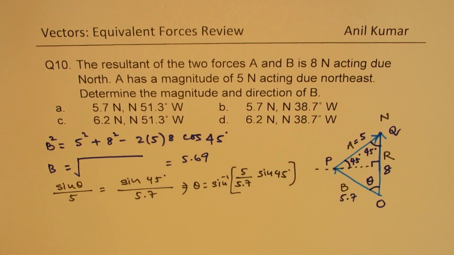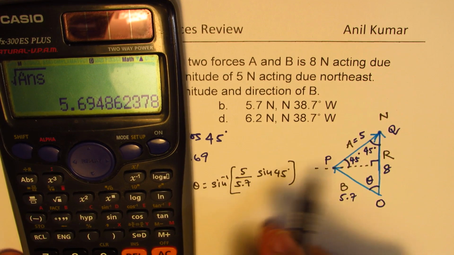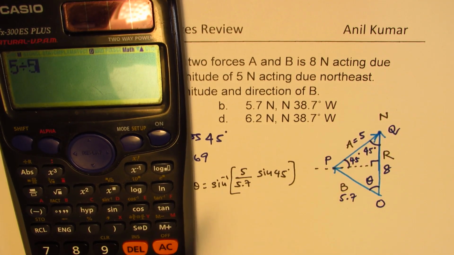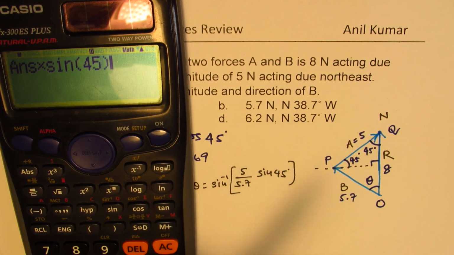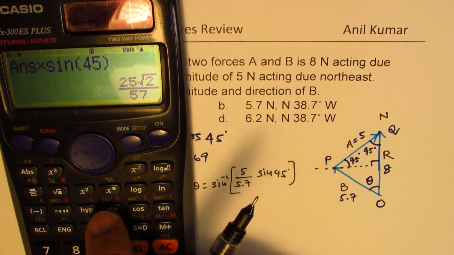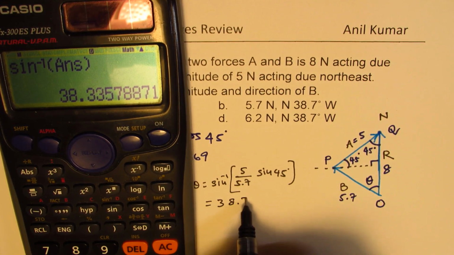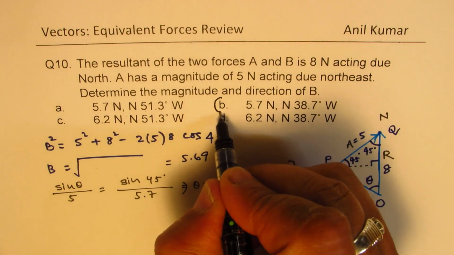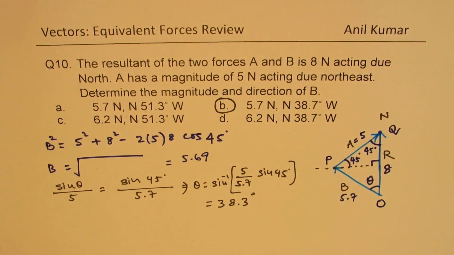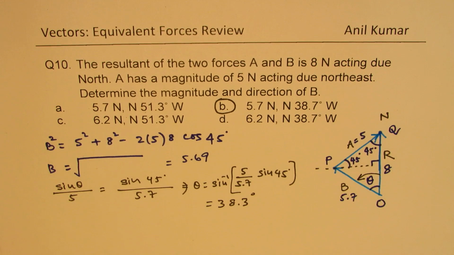Clear? So that is how we could do it. Okay. So we'll first find the inside and then we'll do sine inverse. So 5 divided by 5.7 times sine of 45, and then we'll do shift sine inverse of our answer, which is equal to 38.3 degrees. Okay. So the closest is 38.7. So option B is the right option, right? So from north, 38.7 degrees west. That makes sense, right? Okay. So that is how we are going to solve this particular question.